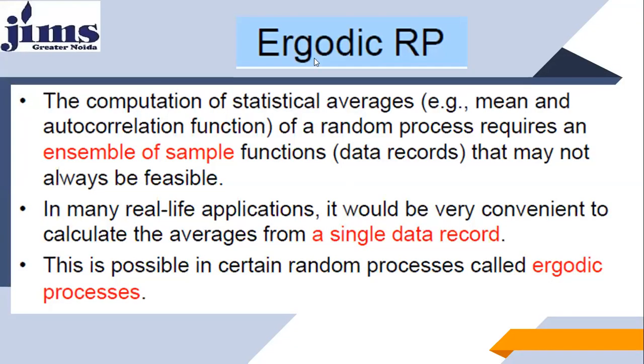Now come to this topic, ergodic random process or ergodicity. To understand that, consider the computation of statistical averages, that is mean and autocorrelation function. So here the statistical averages that we consider are the mean and autocorrelation function of a random variable. So the computation of a statistical average here.